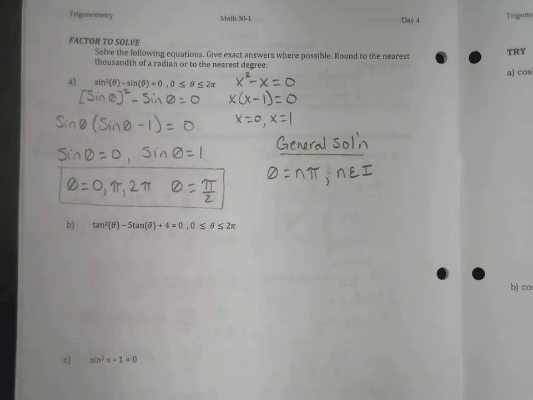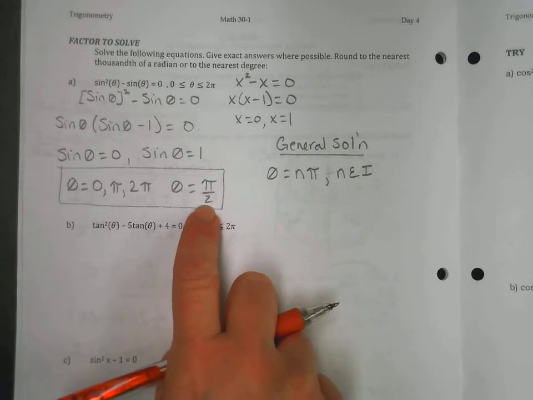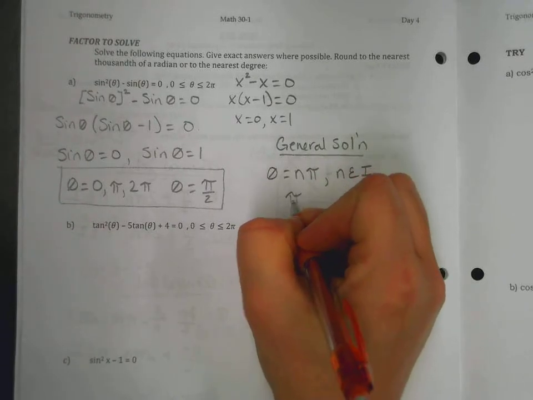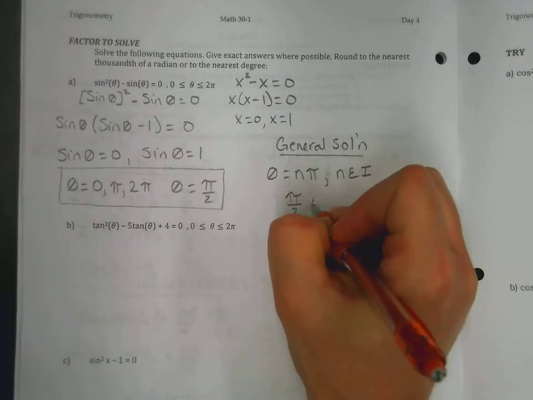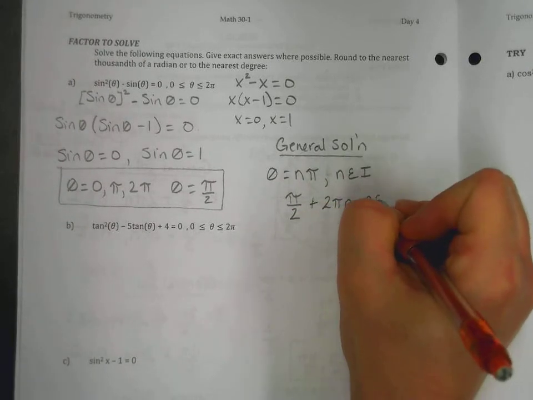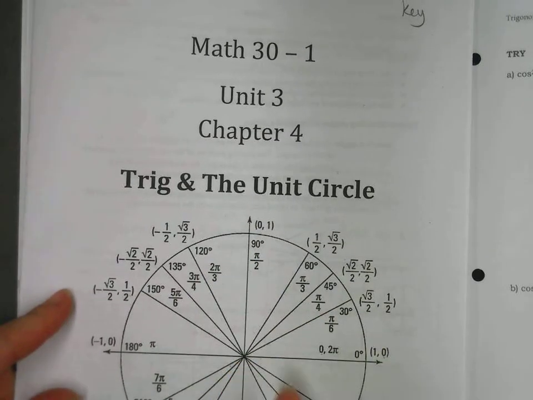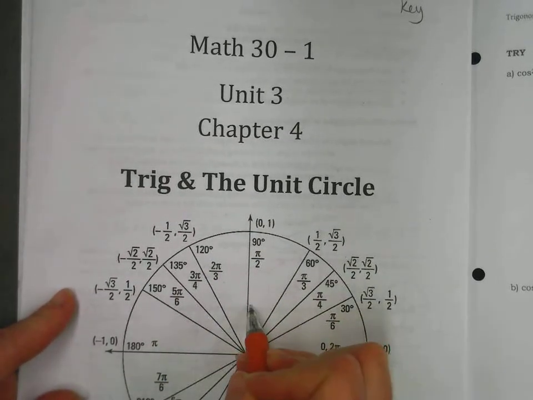And then my second solution as my general solution would be pi over 2. And then in this case, I would have to add 2 pi n's, where n belongs to the integers. Because to get back to this terminal arm each time, I would have to add a full rotation, which is 2 pi. Okay?